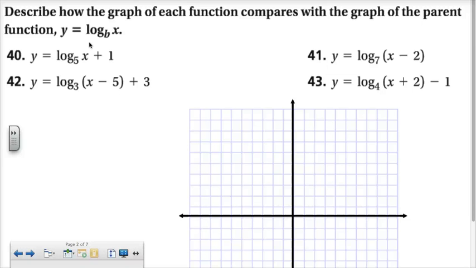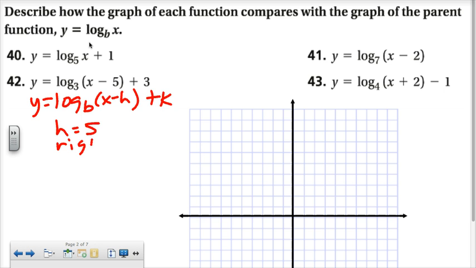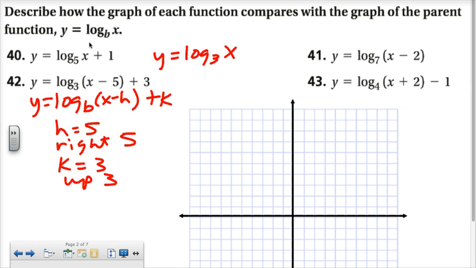So 42, y equals logarithm base b of x minus h plus k. h is 5, which means in the end I'm going to have to move this right 5 units. And k is 3, which indicates that we're going to move this up 3 units. So my parent function would be y equals the logarithm base 3 of x. And I would want to reverse that so I can snail shell it. And it will say 3 to the y equals x.